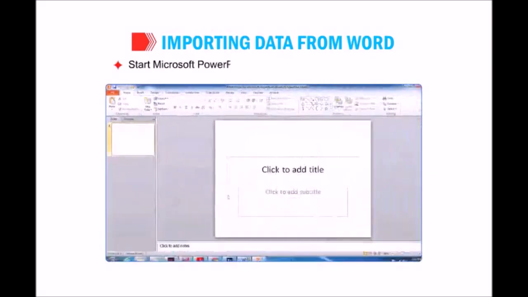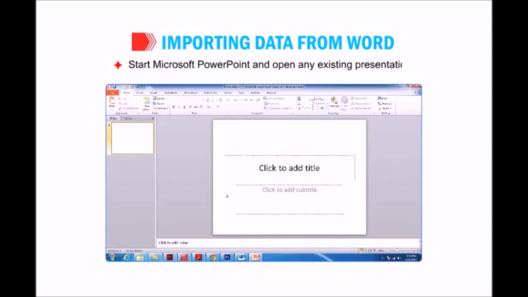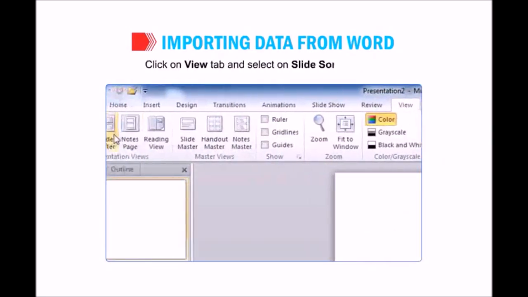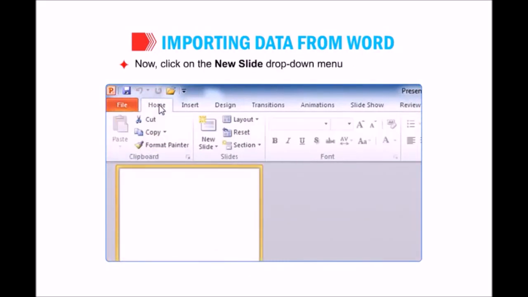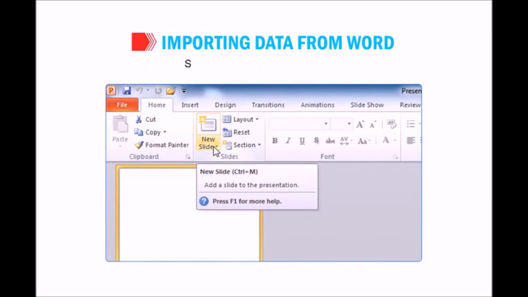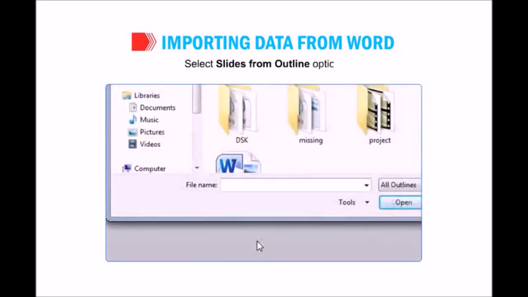Start Microsoft PowerPoint and open any existing presentation. Click on the View tab and select the Slide Sorter button. Now click on the New Slide drop-down menu on the Home tab. Select the Slides from Outline option.